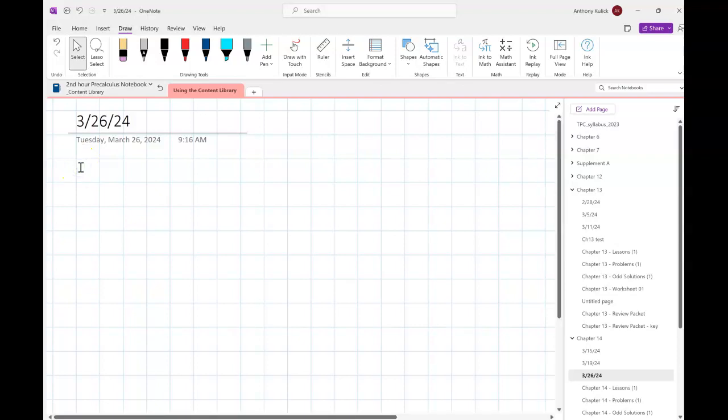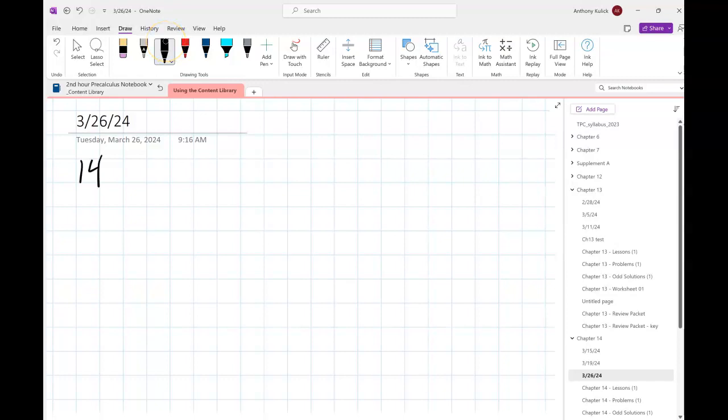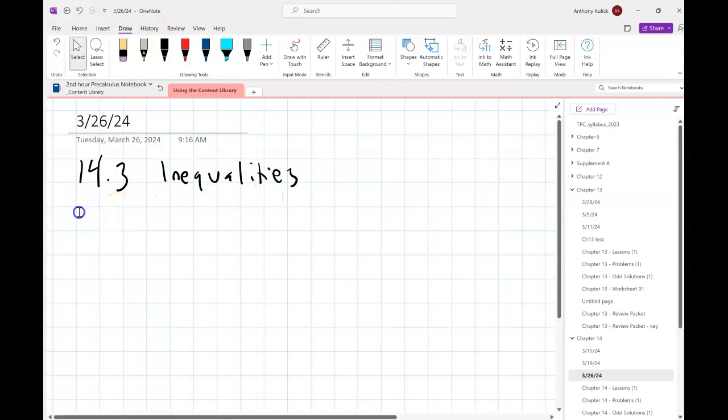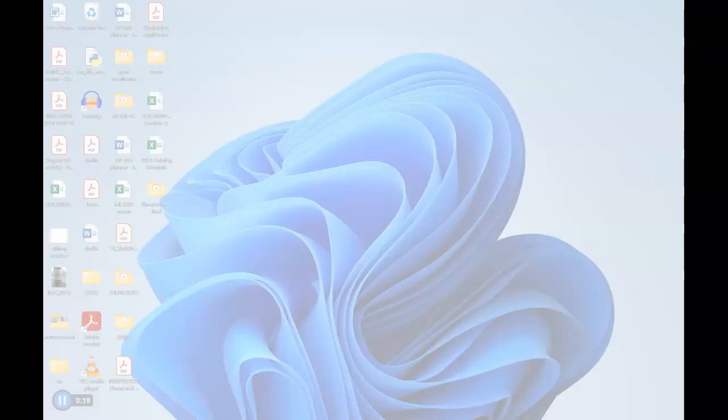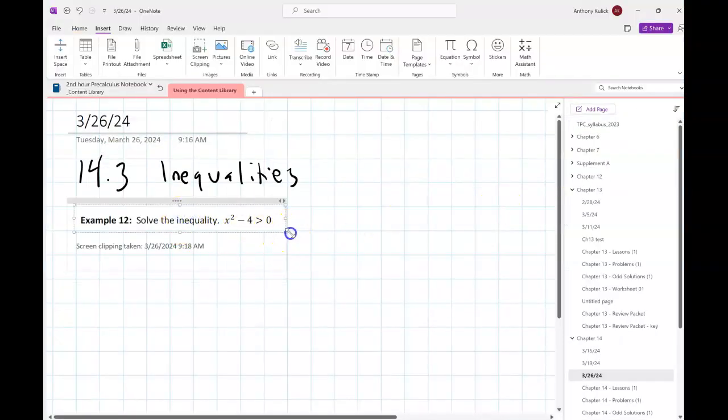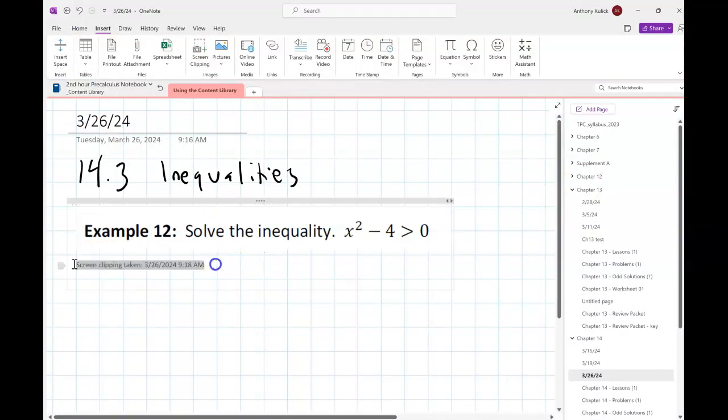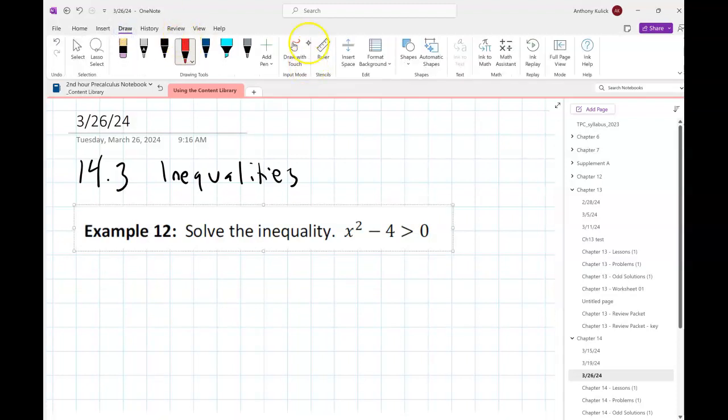So what we're going to talk about here are solving inequalities. When solving an inequality, we're going to be interested in two things. We're going to be interested where the function is equal to 0 and where the function is undefined.